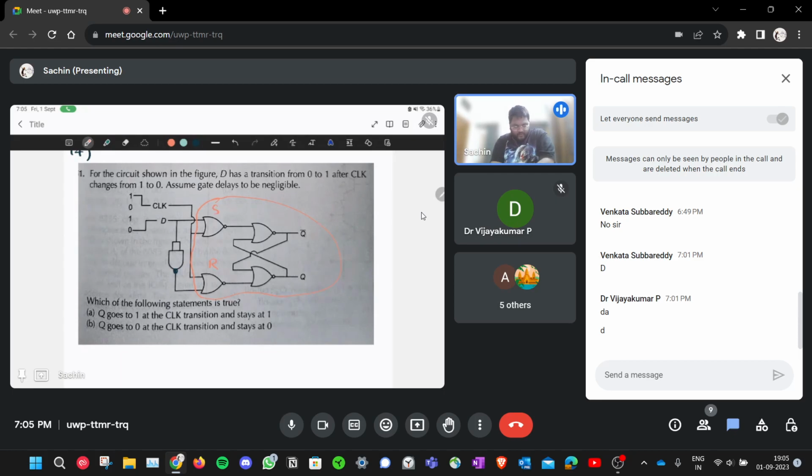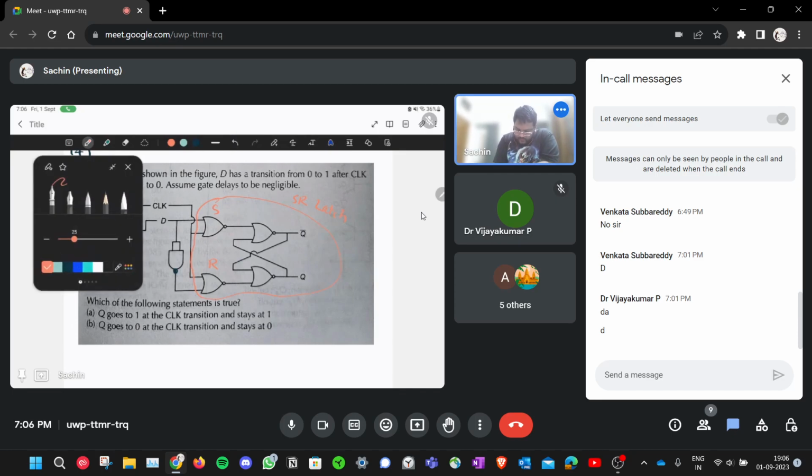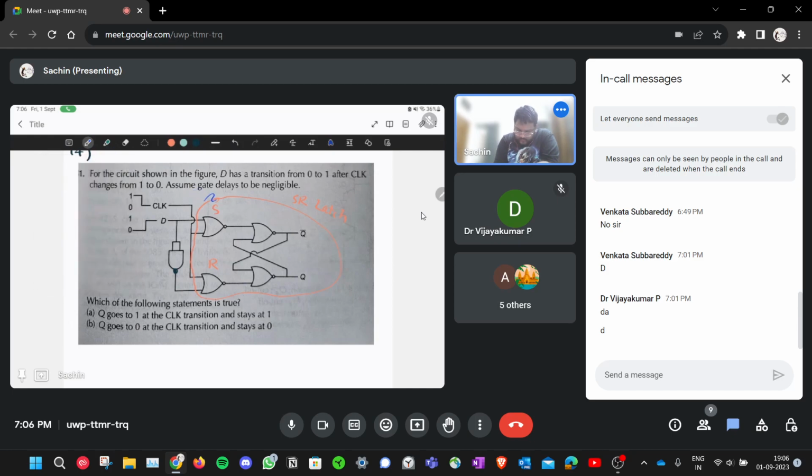So D is connected to S and D bar is connected to R, so it's a D flip flop. So the bigger portion, this is an SR, should say latch instead of flip flop. So latch, and this whole thing is a D latch, I guess.